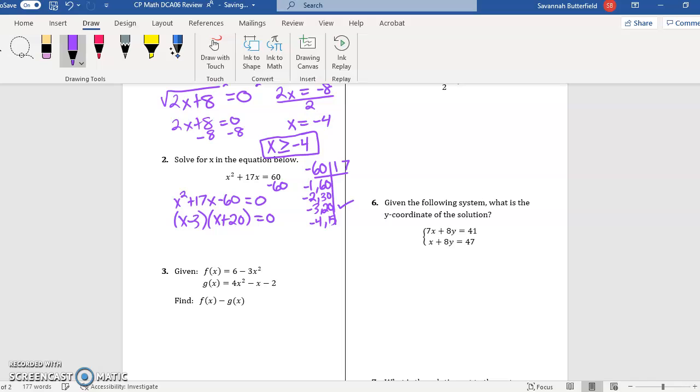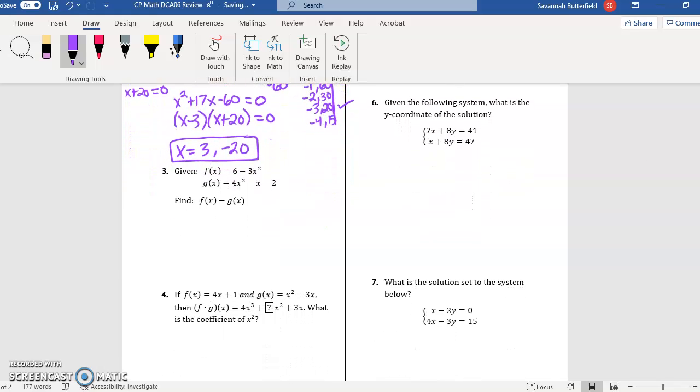Now to solve this, we need to set each of these factors equal to 0. We're going to get x minus 3 equals 0 and x plus 20 equals 0. To get x by itself on both, I'm going to add the 3 over, subtract the 20 over, and we get x is equal to 3 and negative 20. We get two solutions.